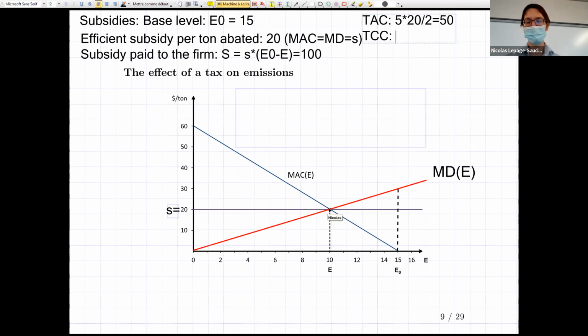Why? It's because under this situation, this is the damage that the society has to incur, and this is the abatement cost that the firm has to pay. So that's from a societal point of view. But here it's the total compliance cost.